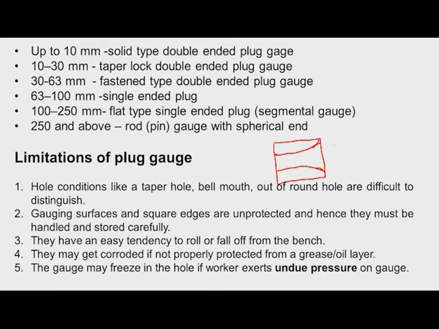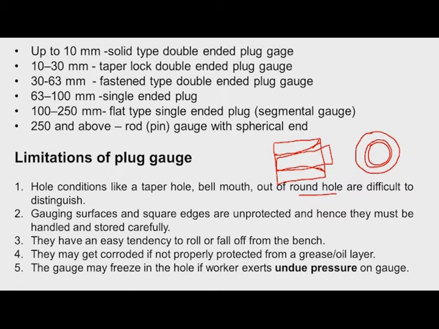So what the operator will do, he will take the plug gauge and just insert it. So whether it is tapered or bell mouth and whether there is any out of roundness, that will be very difficult to check by using plain plug gauges. Say we have a workpiece with a hole like this, and then we use the round gauge. Now you can see here go is entering and not go is not entering, but there is some ovality in the hole. So that cannot be checked by using these plug gauges.